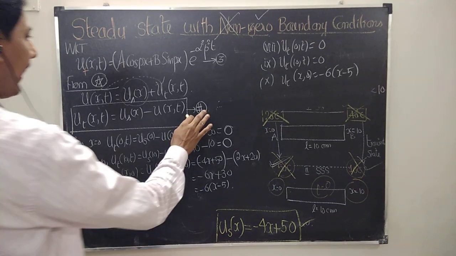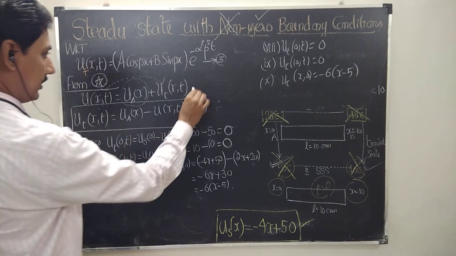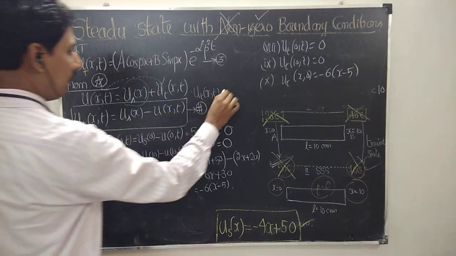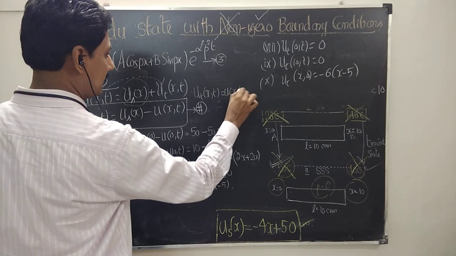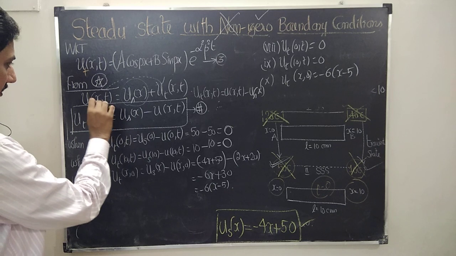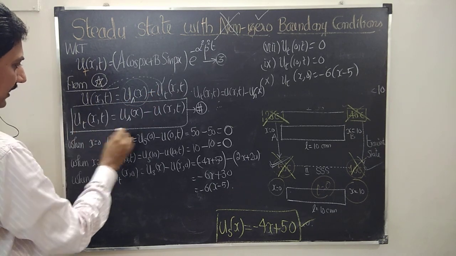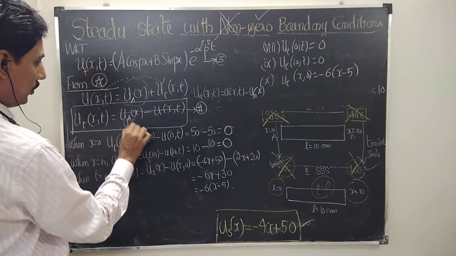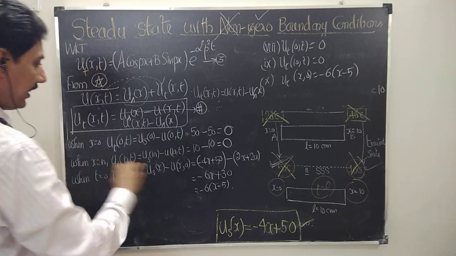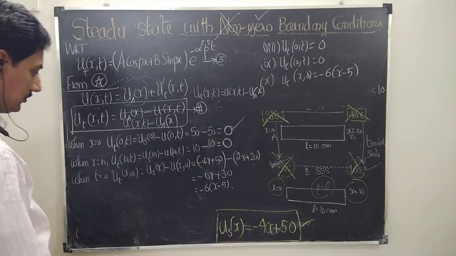In this hash equation, we will get u_t of x comma t is nothing but u of x comma t minus u_s of x, isn't it? I made a mistake here. Since u_t of x comma t comes to this side, it becomes the reverse order, u of x comma t minus u_s of x. But anyhow, when x equal to 0, there is no change, 50 minus 50 only, 0.